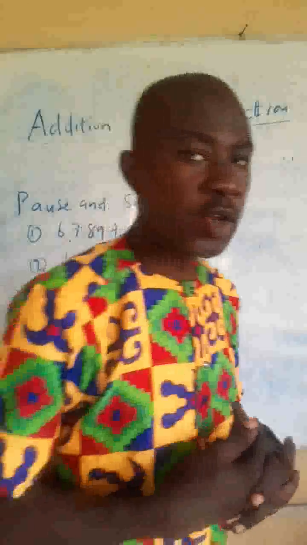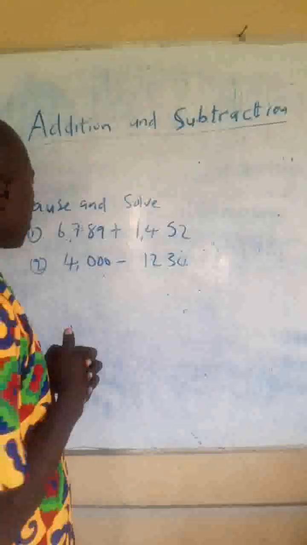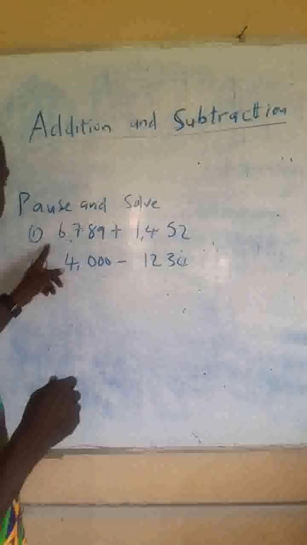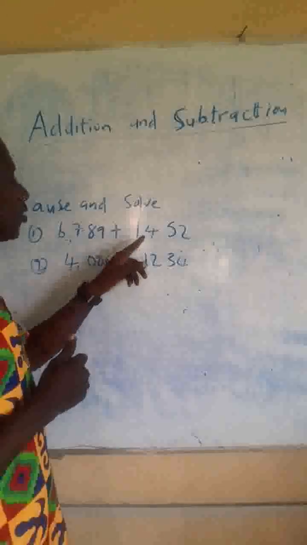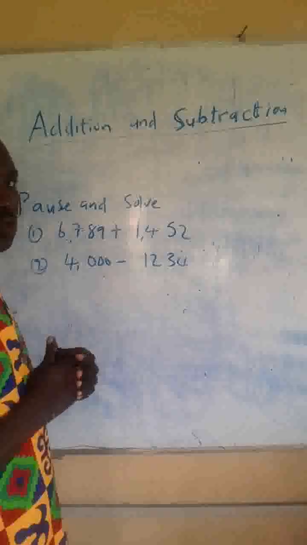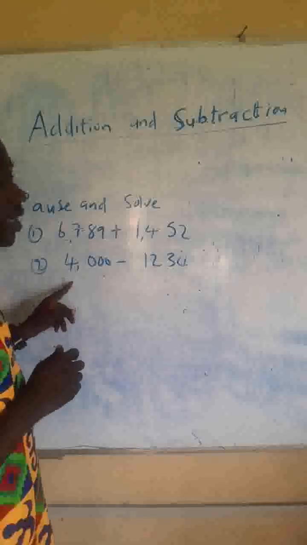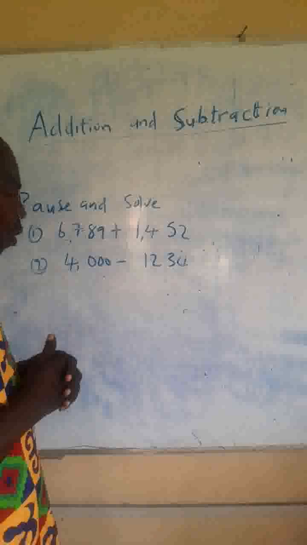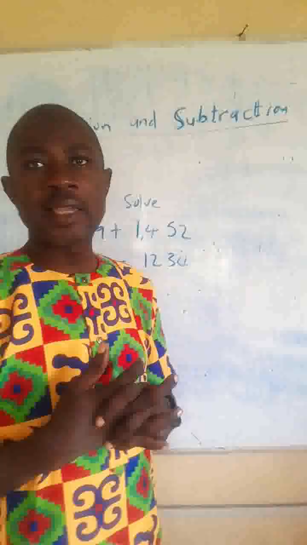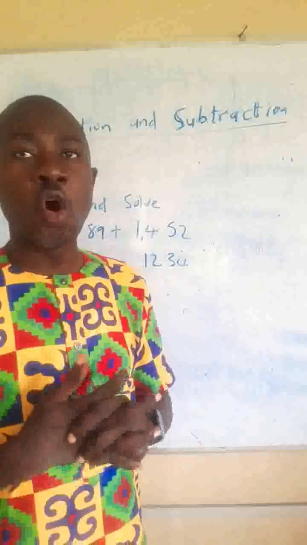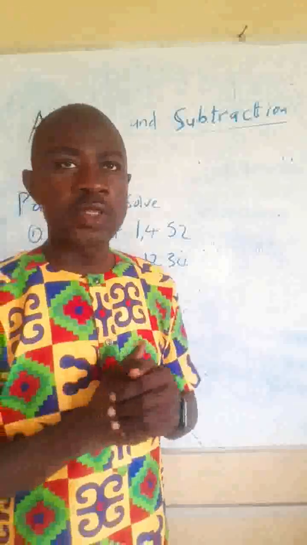I said earlier, you're going to pause the video and solve this question. Number 1: 6,789 plus 1,452. You add. Number 2: 4,000 minus 1,234. Solve it and send your answer to the comment section or to our WhatsApp group. I'm waiting to receive your answer.